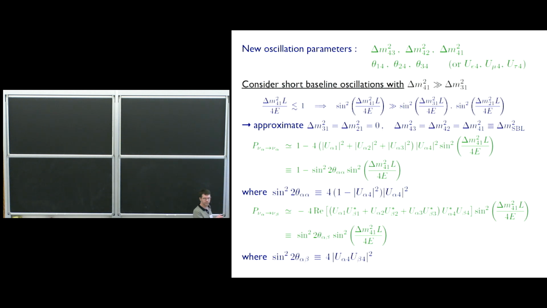Now this is the appearance formula. I produce a nu alpha, and in my detector, I want to see nu beta. So what is the probability? Again, I'm using the unitarity of the PMNS matrix, and I express it as something that looks like a 2 flavor oscillation formula with an effective mixing angle sin squared 2 theta alpha beta that is just 4 |U alpha 4| squared |U beta 4| squared, with of course the mixing of the 2 flavors alpha and beta that are involved in the appearance.